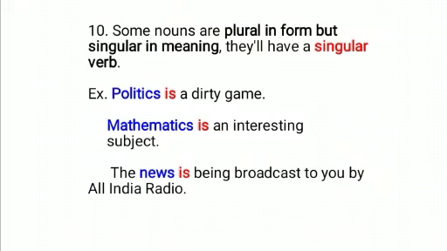Coming to the next rule, some nouns are plural in form but singular in meaning. They will have a singular verb. So here some nouns are such that to look at, they look plural, whereas in their meaning they are singular. The vice versa of the previous rule. So here such nouns will have a singular verb.